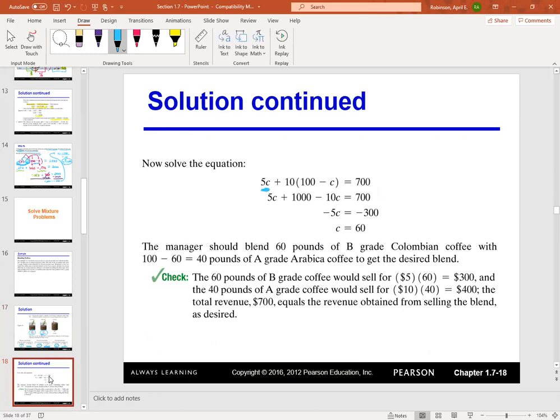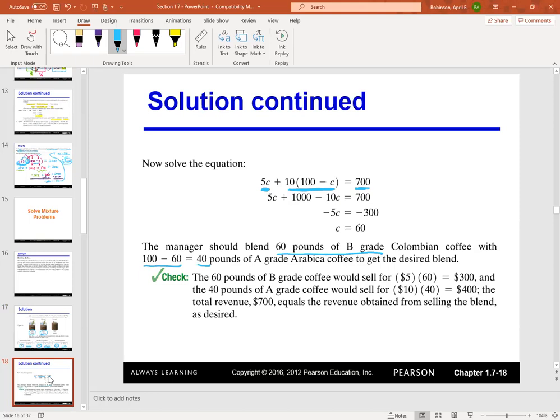Here's blend B. That's how much it's going to cost. This is how much it's going to cost for blend A, and the total cost was $700. And then they did the math and they solved for C and they got 60. So you're going to need 60 pounds of the B grade. And then of course, 100 minus 60 is 40 pounds for the A grade.